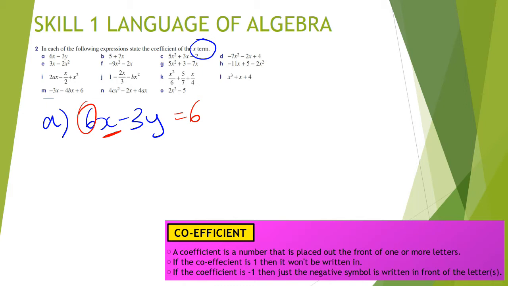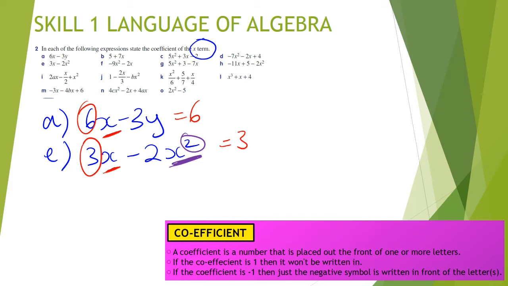If we look at E, we've got 3x take away 2x squared. Again, we're looking for the number out the front of the x term. This one's x, that's our x term. This one here is x squared. X squared might have the same letter in it, but because it's got this squared, it's a different power, and that's not what we're looking for. So we're going to ignore that term, and we're going to focus on the x term, and the coefficient is 3.